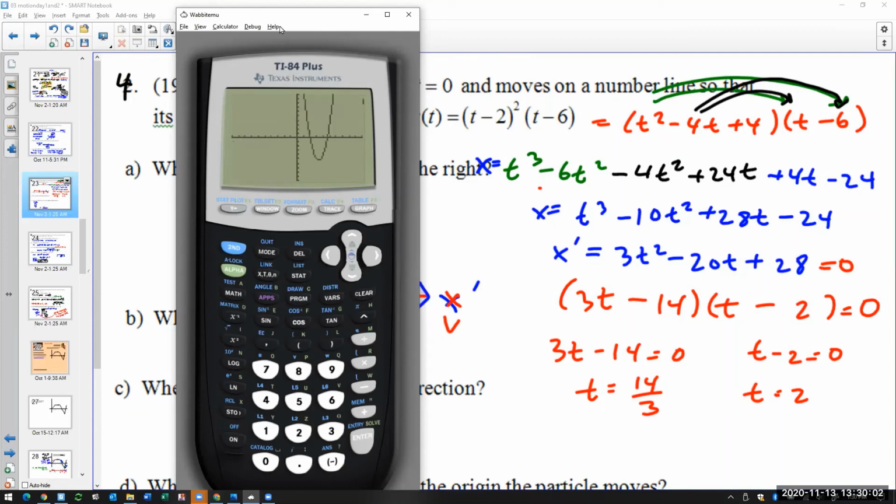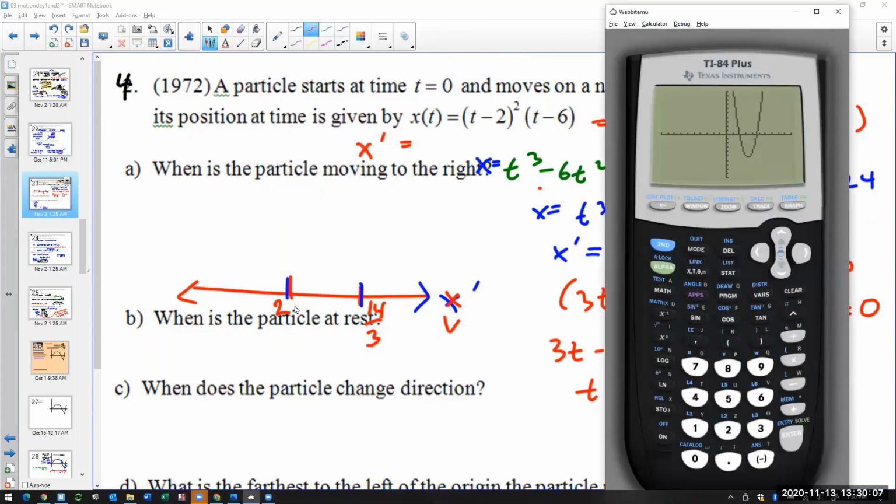Now, what does this velocity curve tell me? It tells me that these are my critical points. I already have these 2 points. But when you're above the x-axis, guess what? Your velocity is positive. When you're below the x-axis, your velocity is negative, right? This is my velocity curve, and this is positive. So if this is x prime, then guess what x looks like? Increasing, decreasing, increasing. This is my x. This means I'm walking right, then I'm walking left, then I'm walking right. That's what it means.